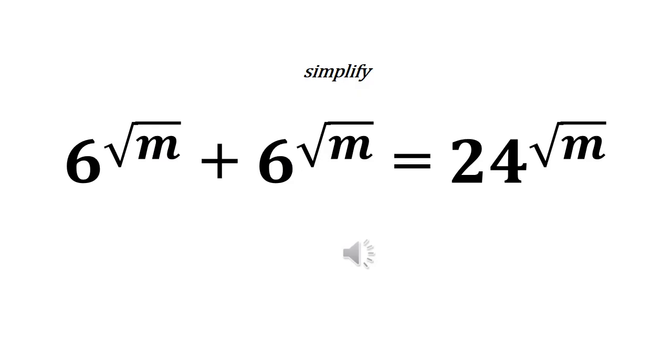So for our next class, we shall consider this question, which is: if 6 raised to power square root of m plus 6 raised to power square root of m equals 24 raised to power square root of m, find the value of m.